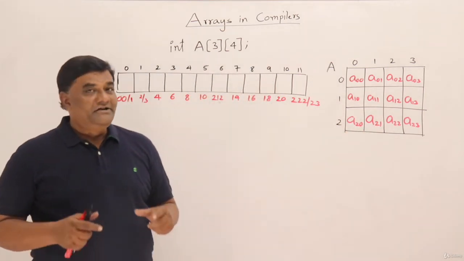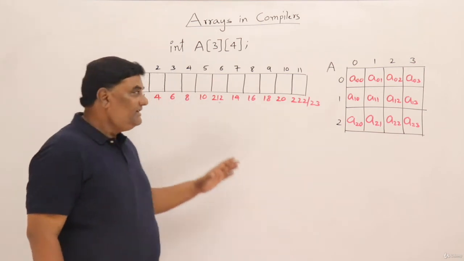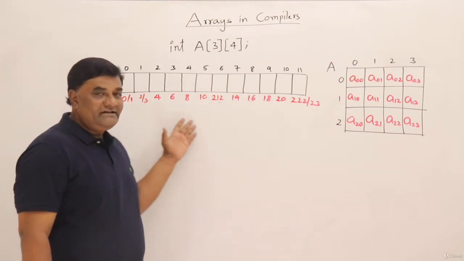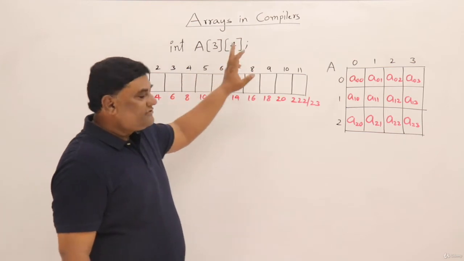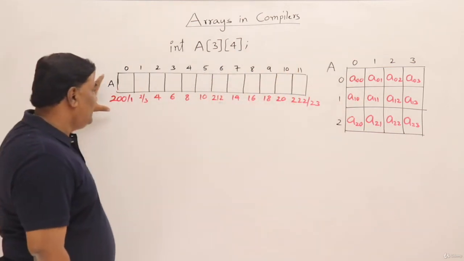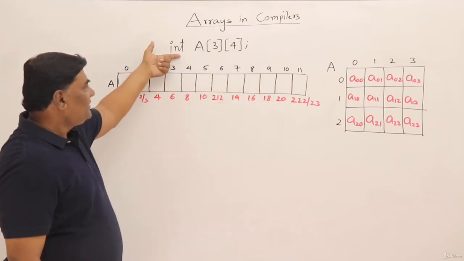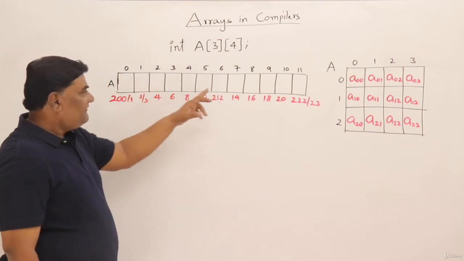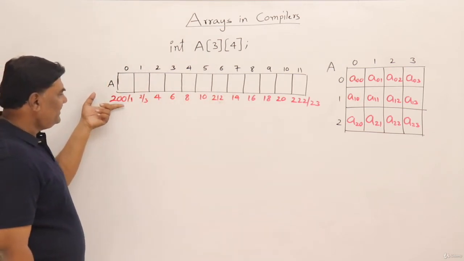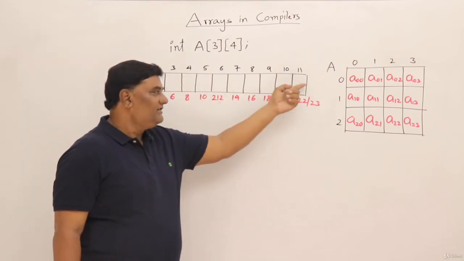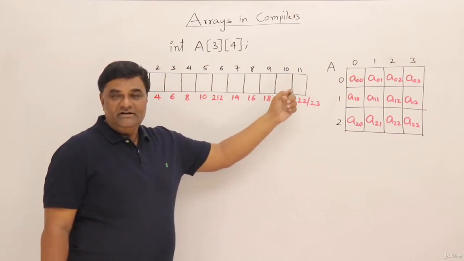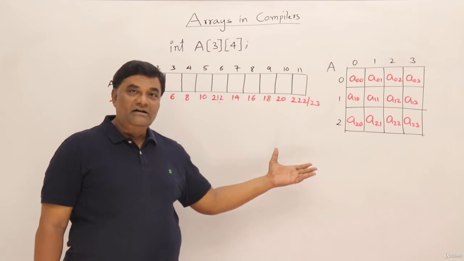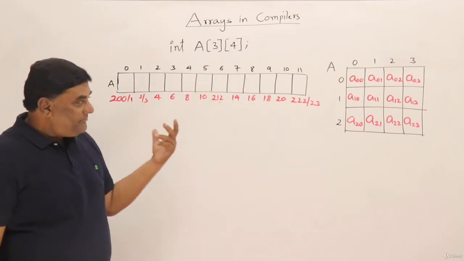But the reality is, during execution, the actual memory allocated will be linear. It will not be in terms of rows and columns, but it will be like a single dimension array. So total 3 into 4, 12 locations are there. So here we will have 12 locations of whatever type you have mentioned here. It's an integer, so I am taking 2 bytes here. Assuming that the starting address is 200, increasing by 2 bytes each, the last location's address is 222 and 223. Now the problem is how the elements of a two-dimensional array are stored in a single dimension array. How is the mapping done?